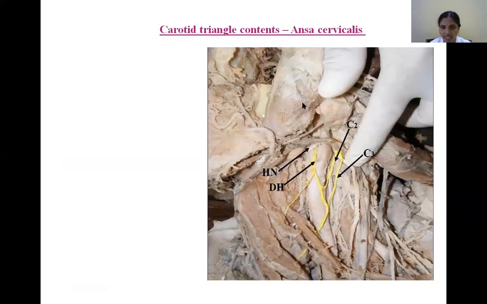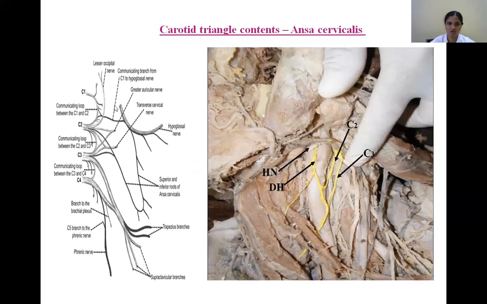So the ansa cervicalis, I told you in the previous slide. So already you know the formation of the ansa cervicalis. It is formed by two roots, the superior root and the inferior root. What is the superior root? It is given by the hypoglossal nerve, but it is not a fiber from the hypoglossal nerve. The C1 fibers are passing through the hypoglossal nerve. After some course, the C1 fibers leave the hypoglossal nerve and give off the superior root of the ansa cervicalis, right?